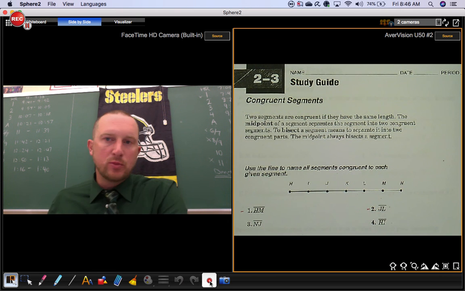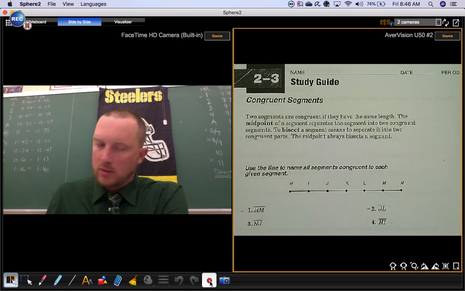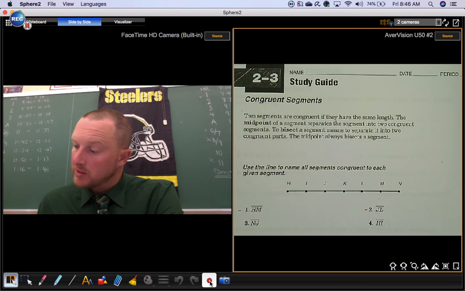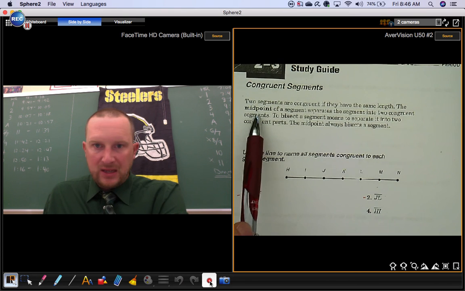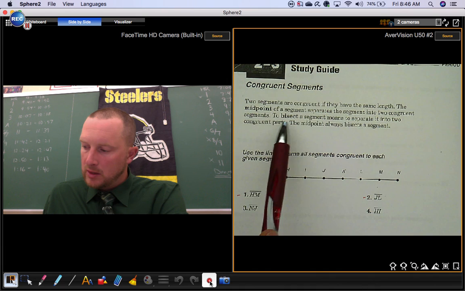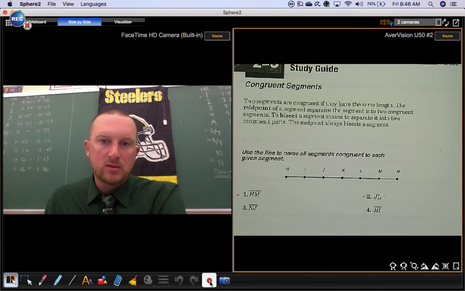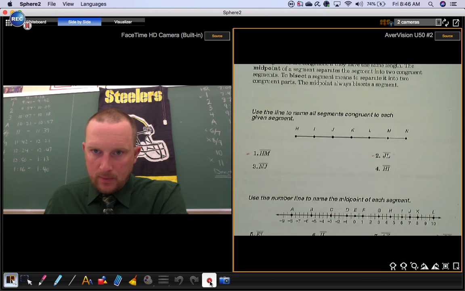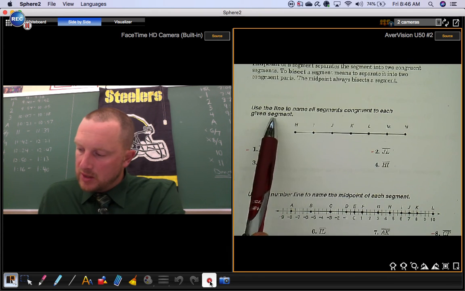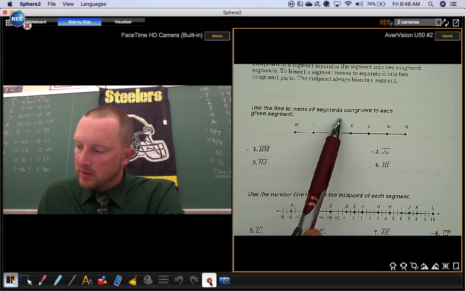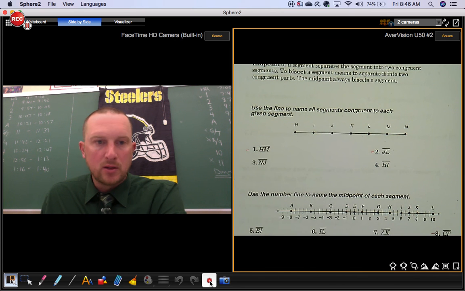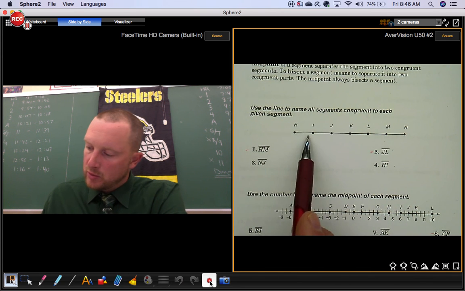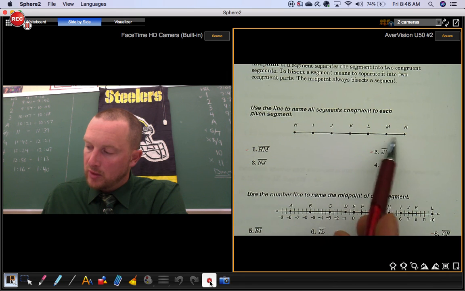This is section 2.3, the study guide. This section's on congruent segments. They tell you what a midpoint is here, and they tell you what bisect means, just in case you forgot. In this first part, it says use the line to name all segments that are congruent to the given segment. So we're assuming that these are all the same unit of length.